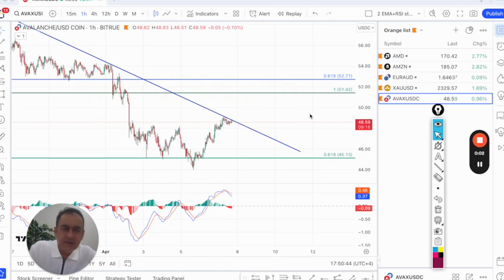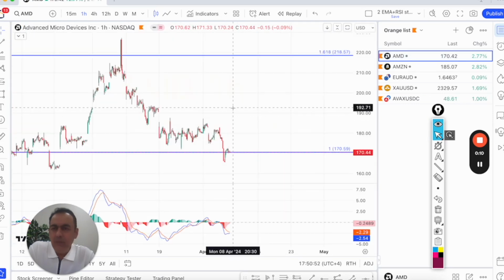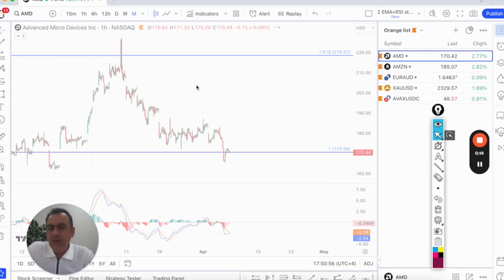So let's start our technical analysis, and I'm going to start from the stock market this time. So the first instrument we are going to cover is AMD, Advanced Micro Devices. Now starting from the monthly time frame.